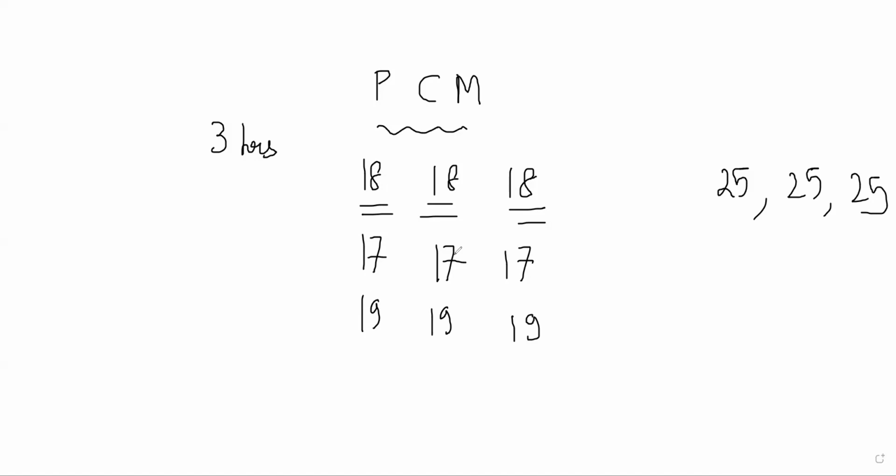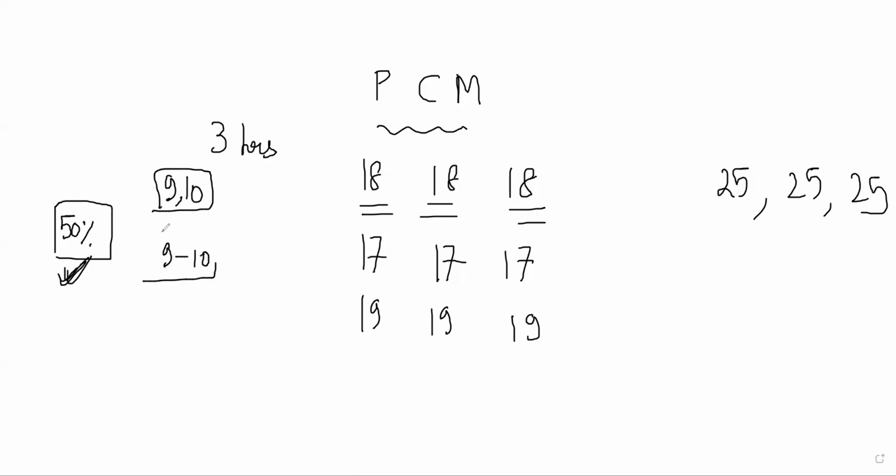How many questions do we have to do to get into IIT? If you want to qualify with a decent rank, you need to get above 50%. 50% should be the target. You need to do 9 or 10 in each subject. If you do more than that, very good. But if you do this much also, you'll get into IIT.